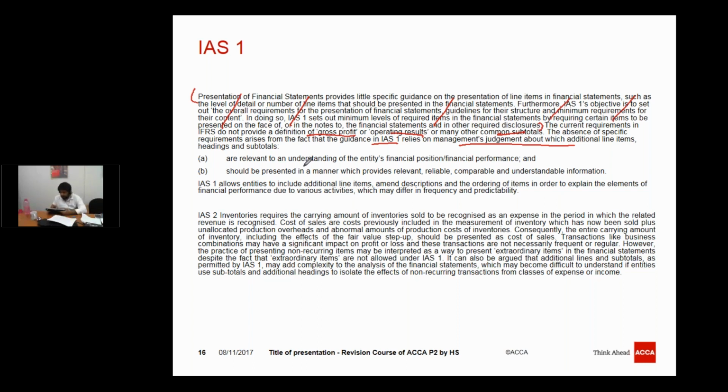So for the calculation of gross profit, you have to select which item should be included in the cost of goods sold, which item should be removed from the cost of goods sold. But whatever your selection, it should be relevant, reliable, comparable, and understandable.